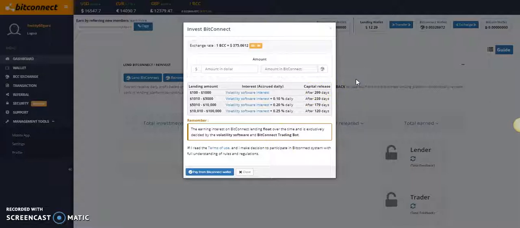Do some research. Do your due diligence. And when you're ready, guys, you go ahead, you fund your account, and you start compounding your money every day, guys. Do remember, the bank gives you 1% a year, guys. You can get 1% on your money every single day with BitConnect, guys. Why would you not invest?